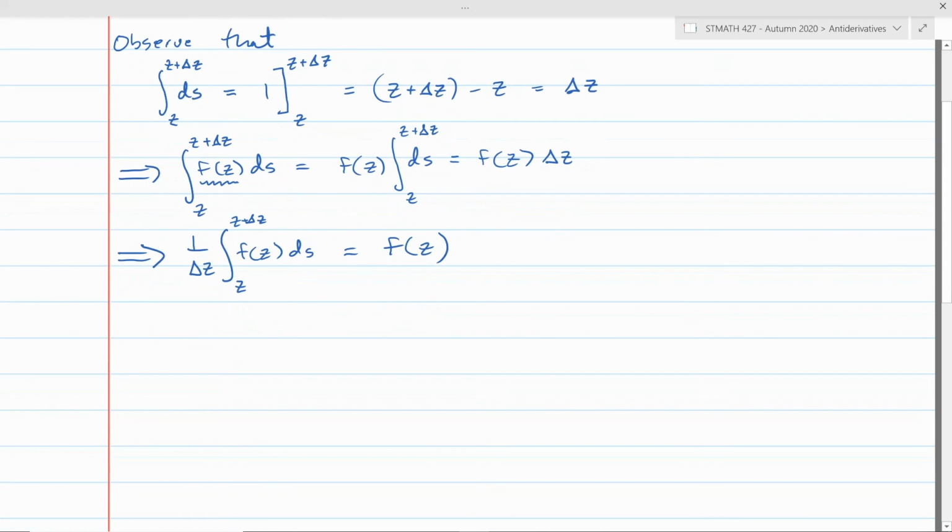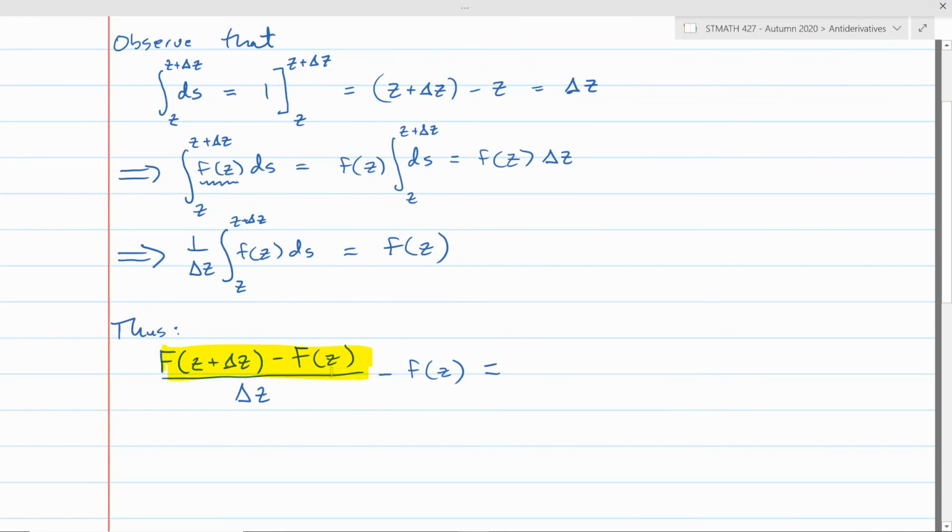Okay, so now that difference quotient that I was interested in from the beginning, big F of z plus delta z minus big F of z over delta z, if I take the difference between that and little f of z, well, we showed that the difference quotient here in yellow a minute ago worked out to be, let's just write it this way, 1 over delta z times the integral from z to z plus delta z of f of s ds. That's what we had worked out on the previous page.